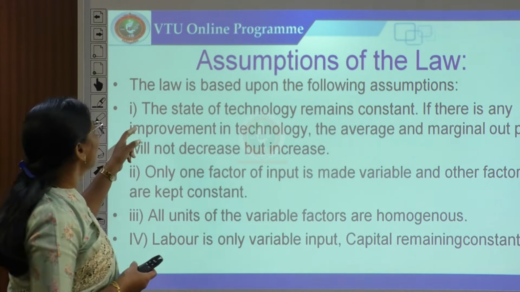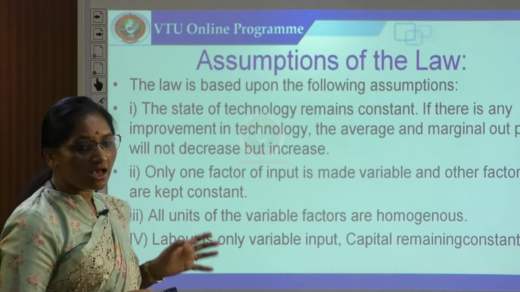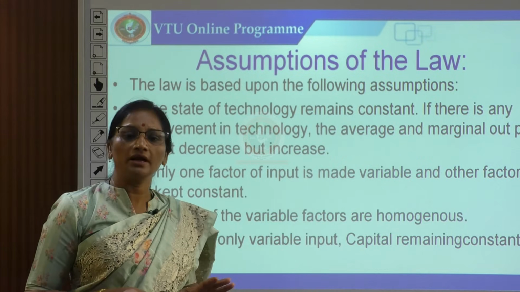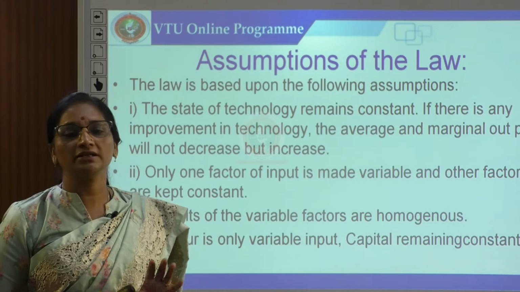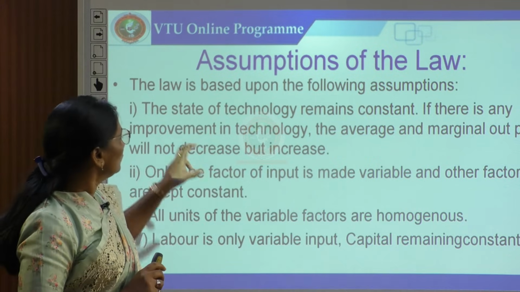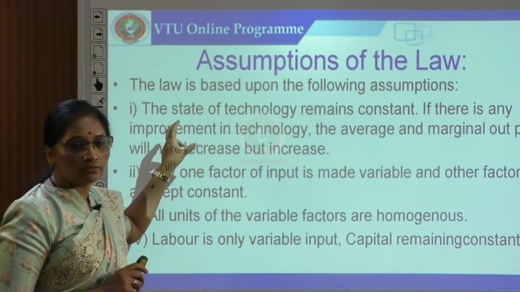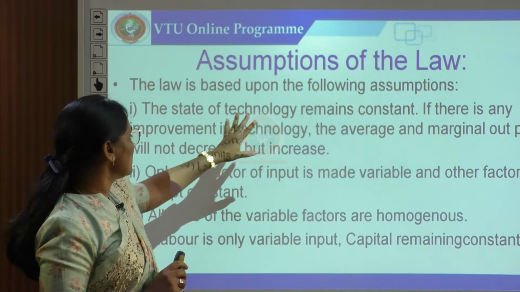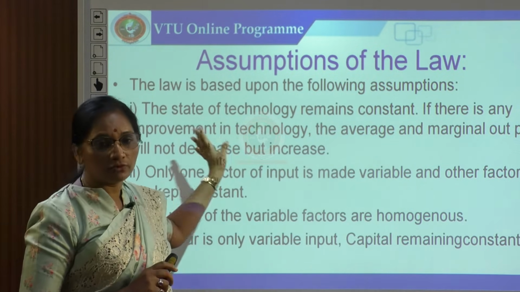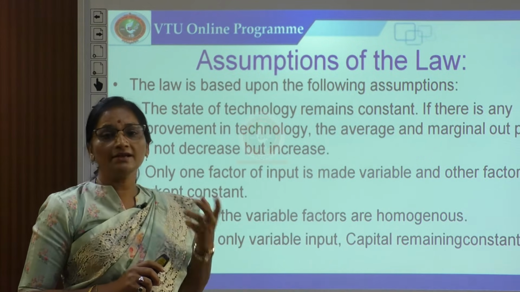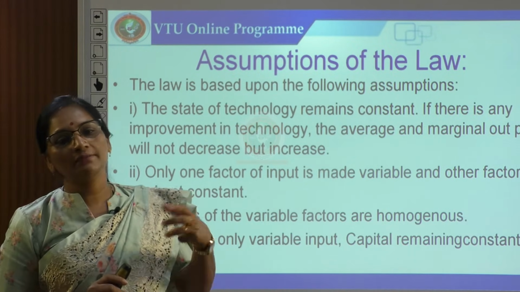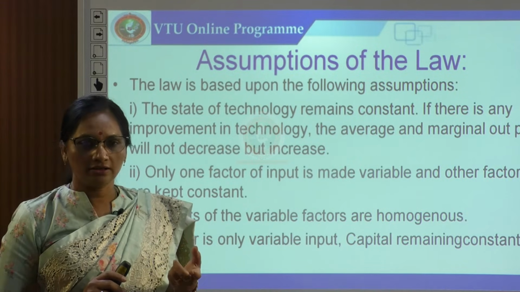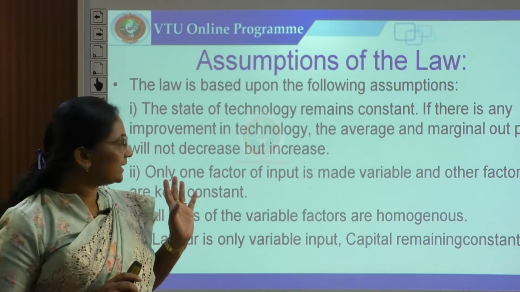The first one is that the state of technology remains constant. See, in the short run, in a small period of time, it is not even possible to make changes in the technology. So this concept assumes that the technology is constant. There are no changes or improvements in the technology. If there are improvements in the technology, the average and marginal productivity, instead of declining, start increasing. So there are no changes in the technology here.